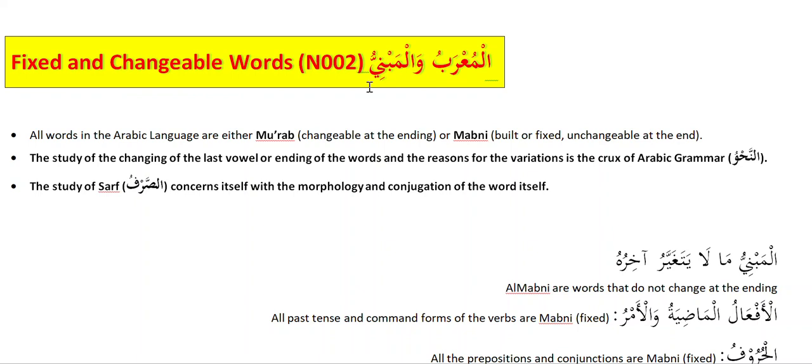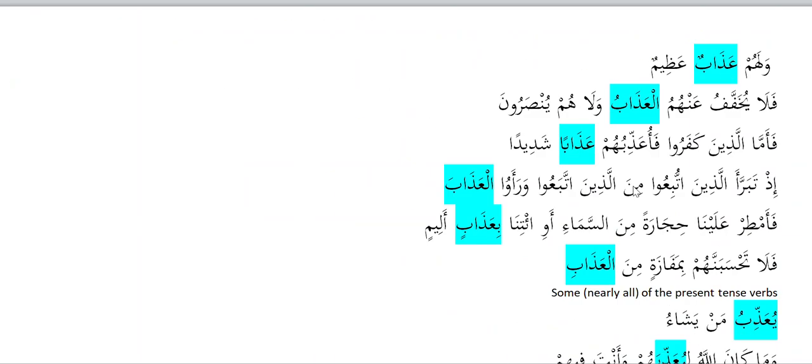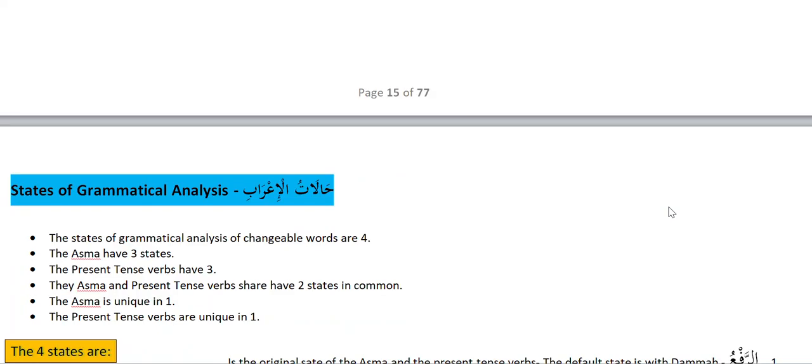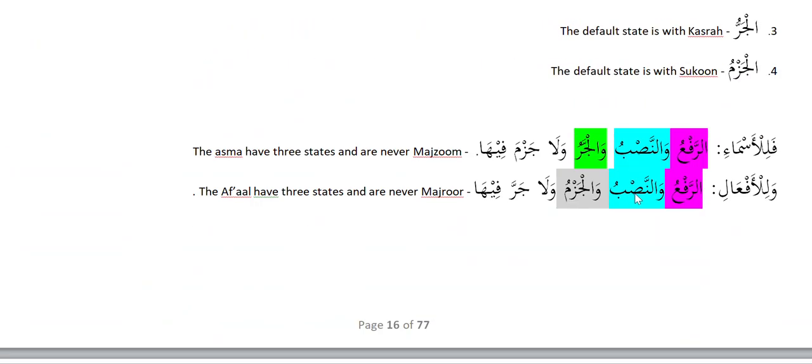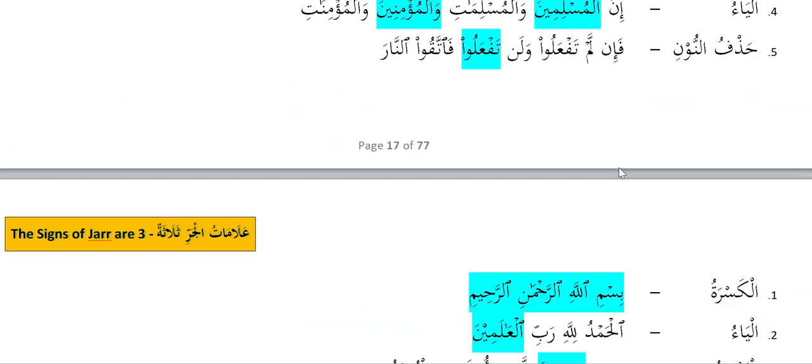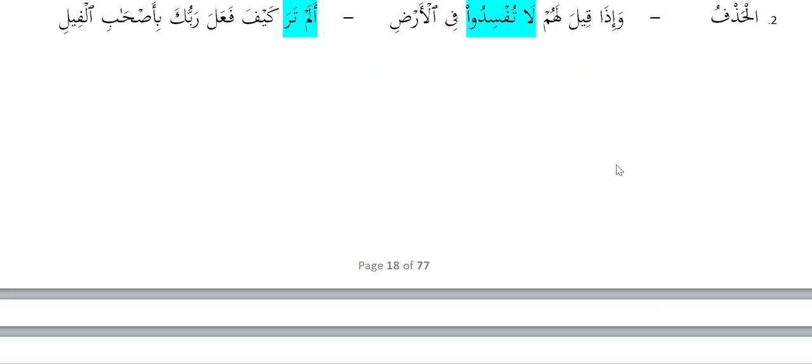Now I know this is not what you asked. For you to be able to form sentences, you have to learn the parts of speech, and then you have to learn al-mu'arab wal-mabni, fixed and changeable words. Once we have learned that, I'll record this lesson. حالات الإعراب, the four states of words. We will study the four states of words. It's kind of lengthy.